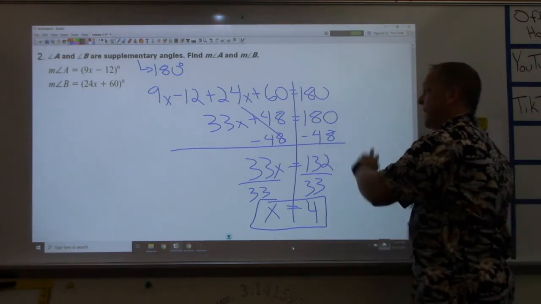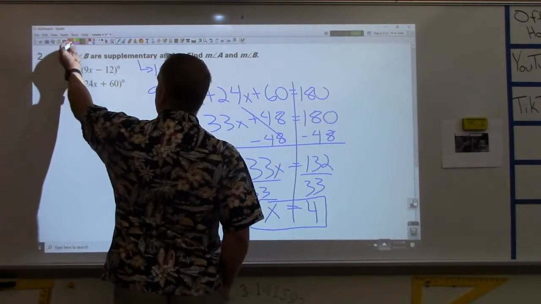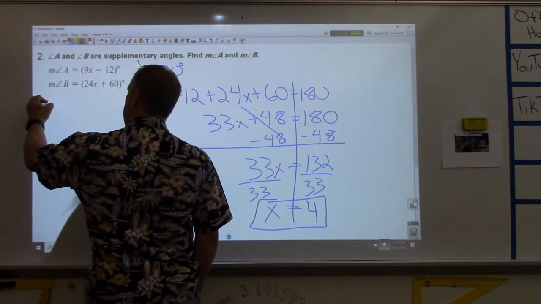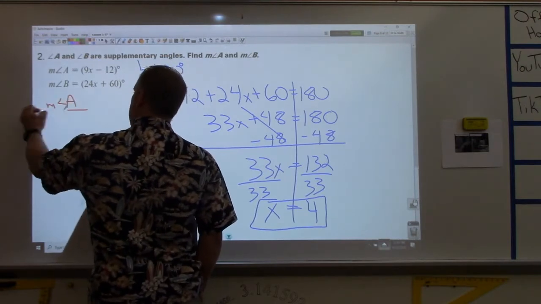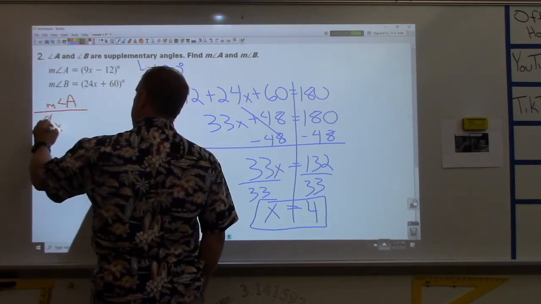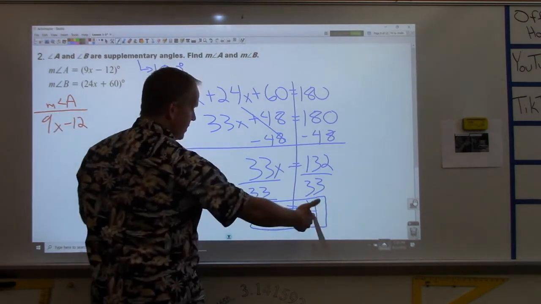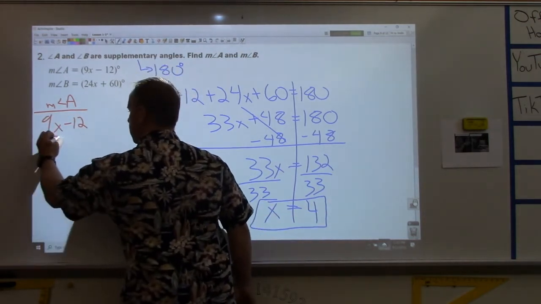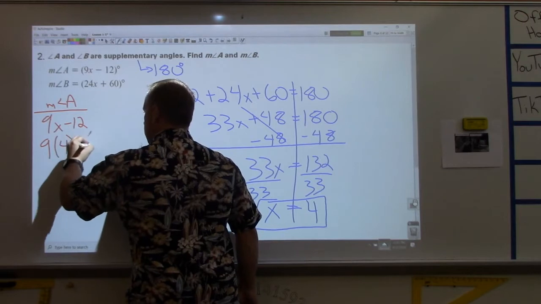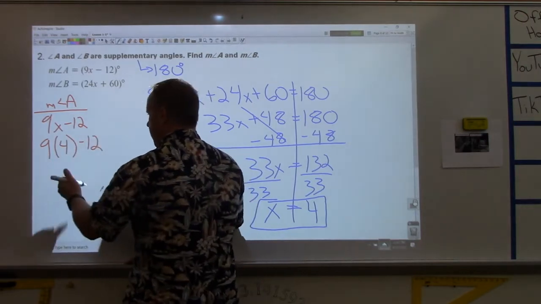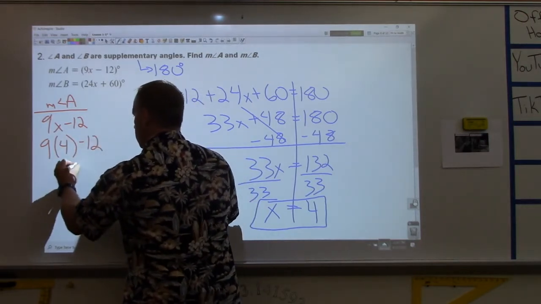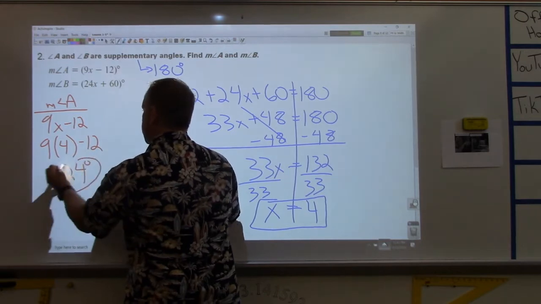Plug it back in. I'm going to do it over here because I'm kind of running out of space over there. So I'll switch it up. I have my colors here. Angle A was 9x minus 12. X is 4. So 9 times 4 minus 12. 9 times 4, 36 minus 12. Angle A is 24 degrees.